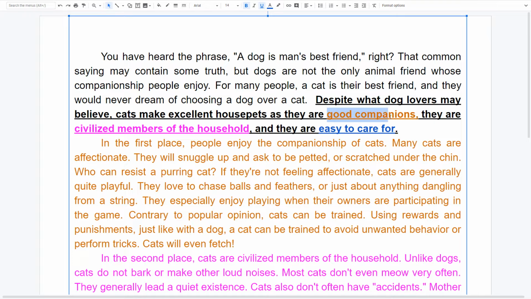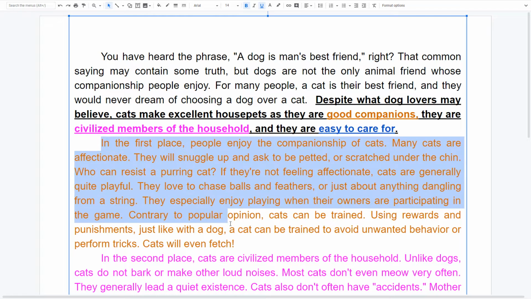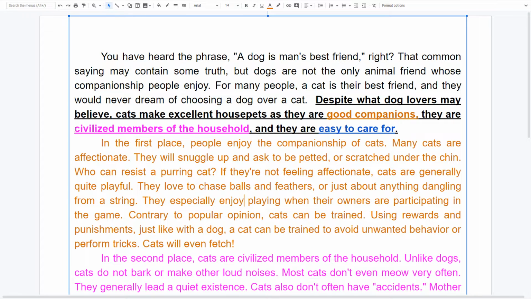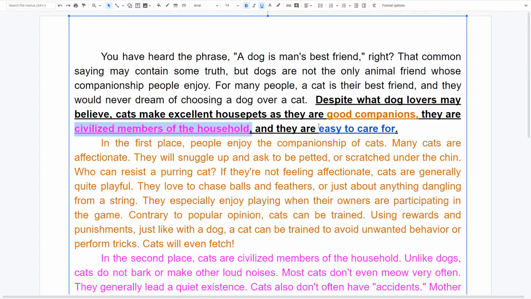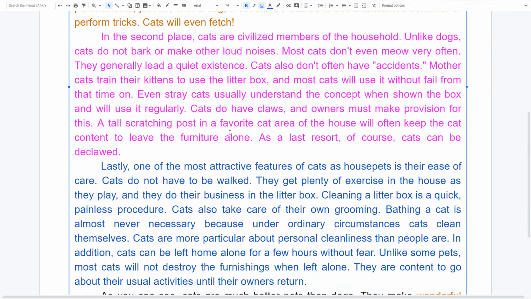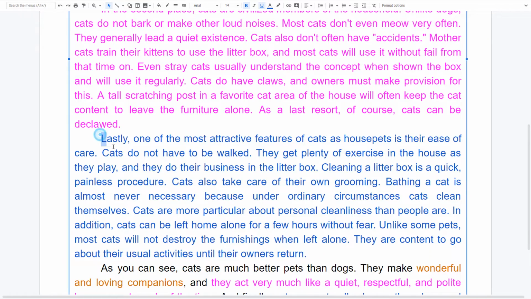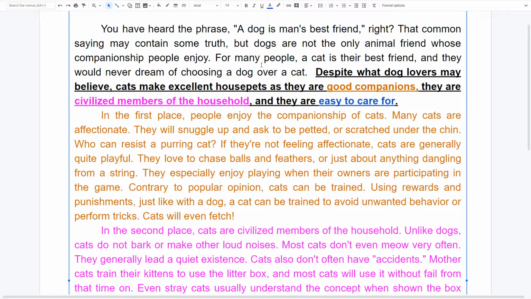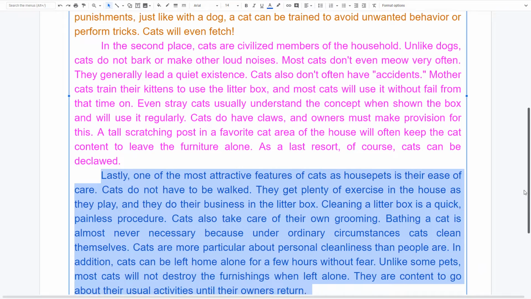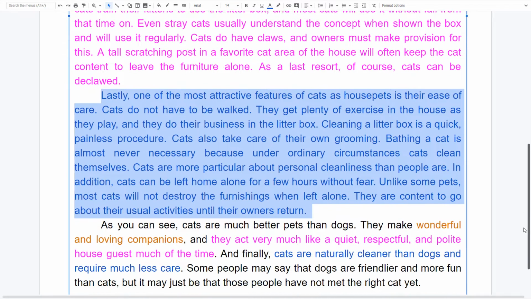This first reason is in orange, and so they have an orange paragraph here. Their second reason is in this pink color, and they have a whole paragraph about the pink. And that third reason here is the blue reason, easy to care for. So they wrote a whole paragraph about why cats are easy to care for. Okay, so that's what you should have so far. Your introduction paragraph, your 3 reasons why, and now your last paragraph is called the conclusion.